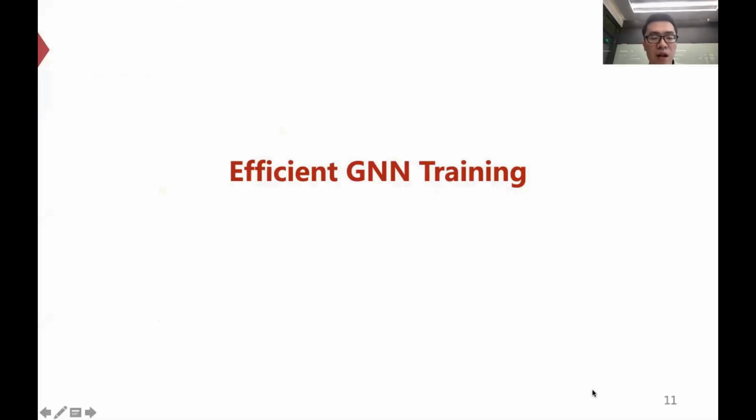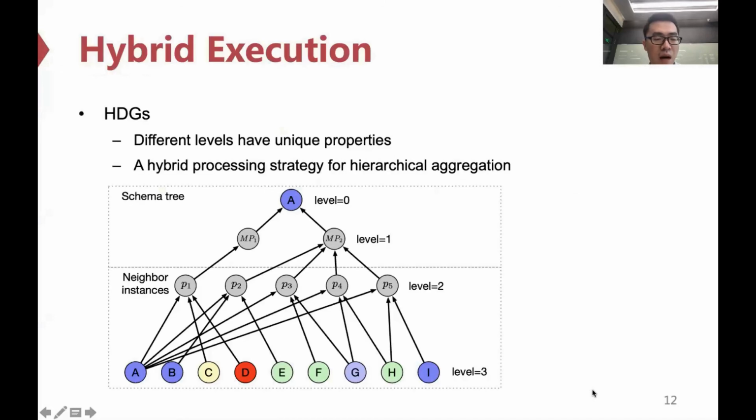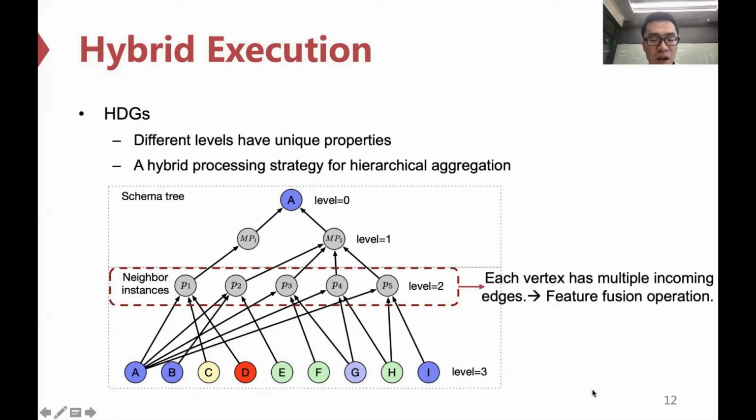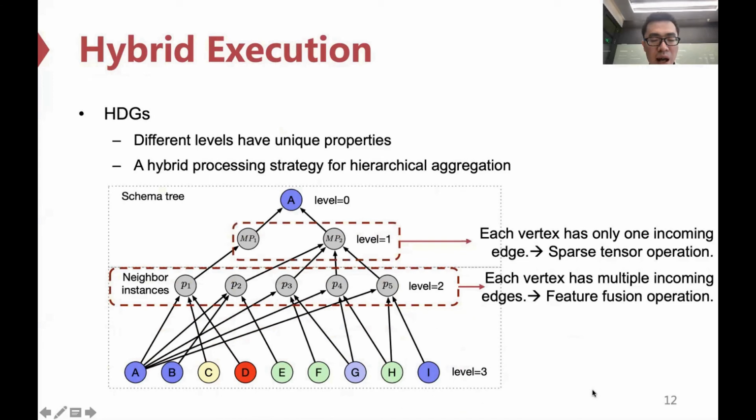With the NAU in place, next we introduce some optimizations for GNN training. The first is hybrid execution, where FlexGraph adopts different aggregation operations for different levels of HDG according to the properties of different levels of HDG. Take the HDG for MAGNN as an example. Each vertex at level 2 has multiple incoming edges, and we adopt the feature fusion operation at this level. Each vertex at level 1 has only one incoming edge, and the sparse tensor operations are used for this level.